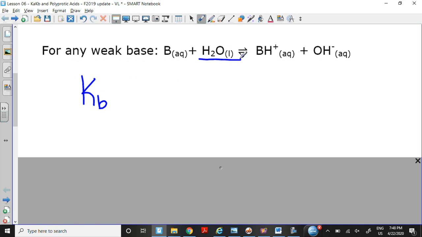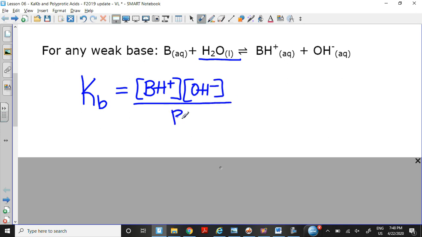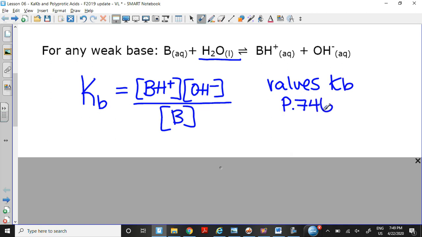Same thing, because water's involved here in the equilibrium, but it's a pure substance, we leave it out. We can't do anything with its concentration. So on the top, we've got our positive ion, we've got the hydroxide ion, and then on the bottom, whatever that molecule of base is goes there. If you're interested in seeing values for some Kb, they are also in the appendix, page 746.